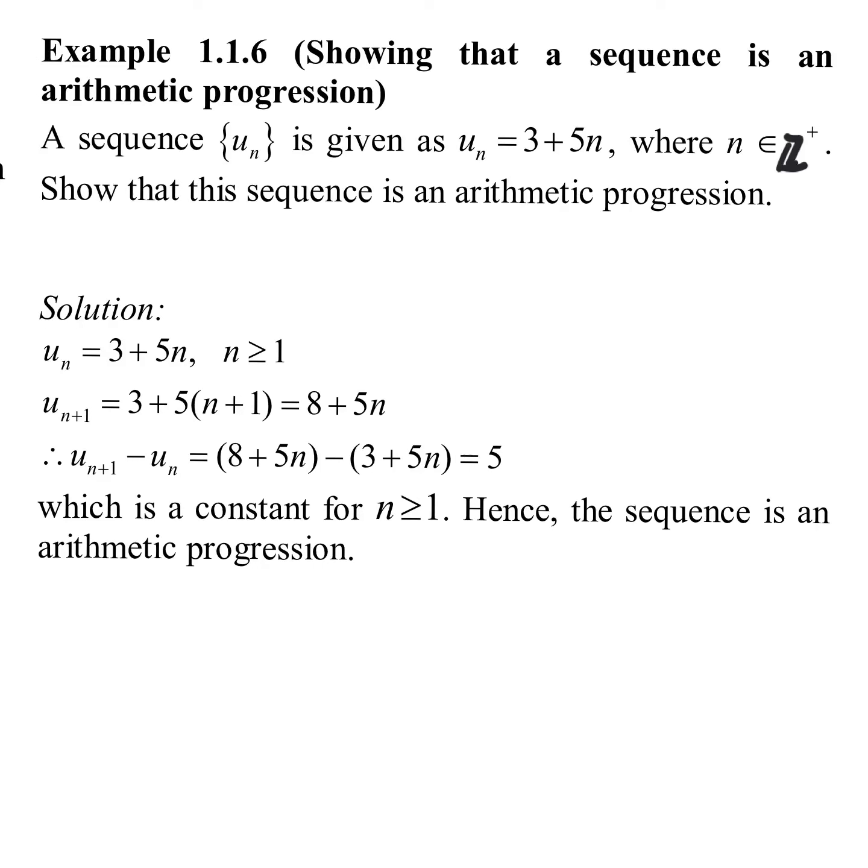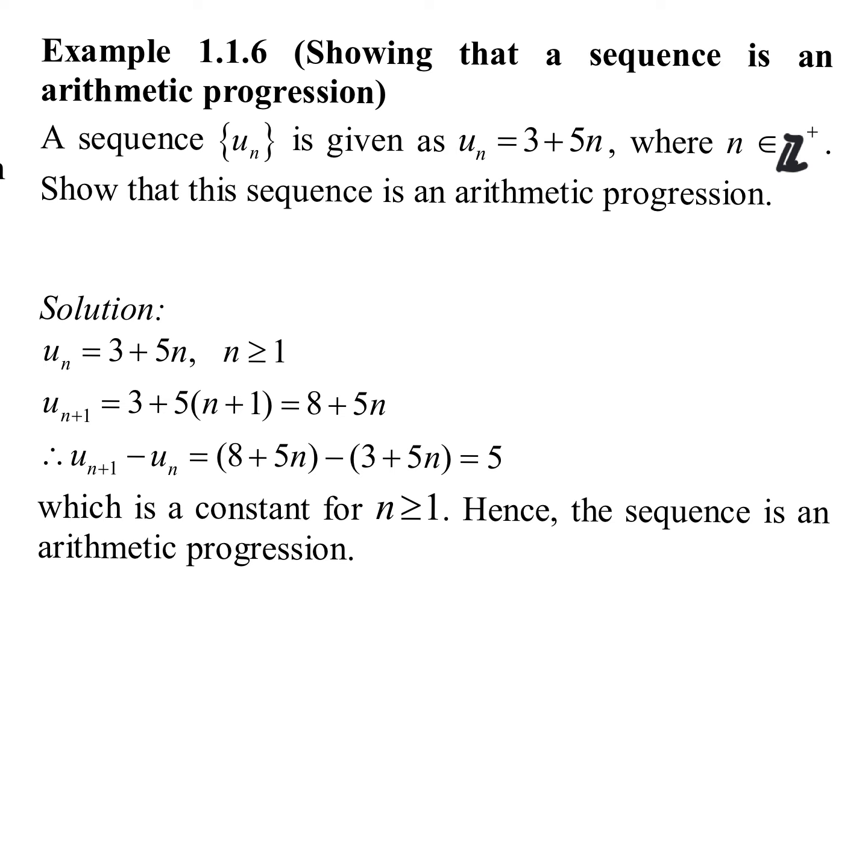This is an important example that we are required to show that a sequence is in an AP. Okay, now we all know that the property of an arithmetic progression is such that the consecutive terms differ from each other by a fixed constant. So to show that a sequence is an AP, we have to show that the difference between two generic terms, u_(n+1) and u_n, is equal to a constant. Okay, let me explain how we are going to do so.